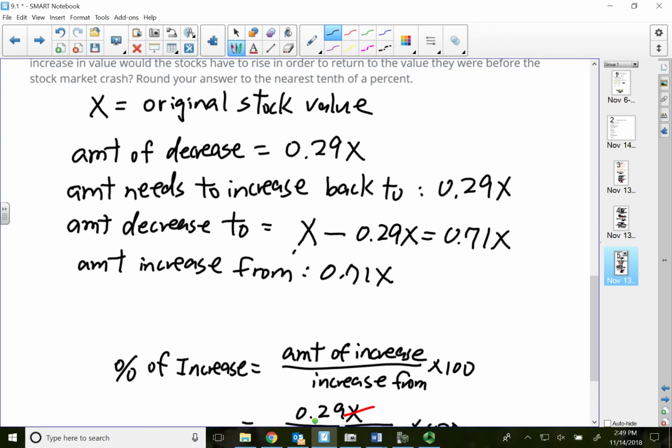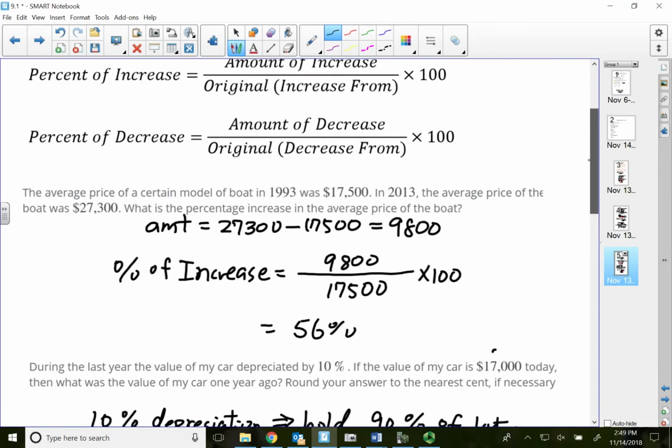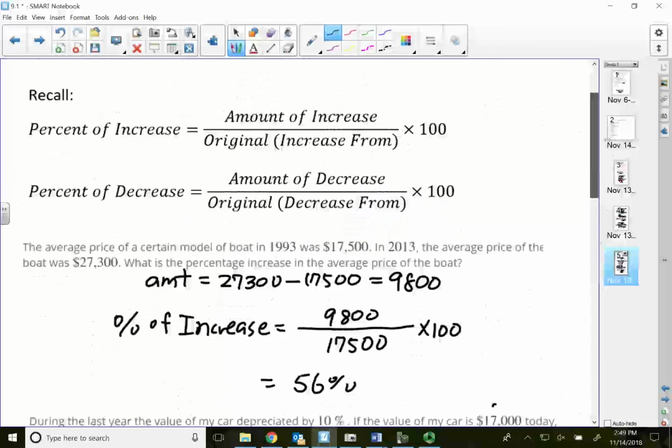Percent increase and percent decrease problems are very common. I'll quickly do three different kinds of examples using the formula. That concludes this lecture video on percent increase and decrease in terms of algebra.